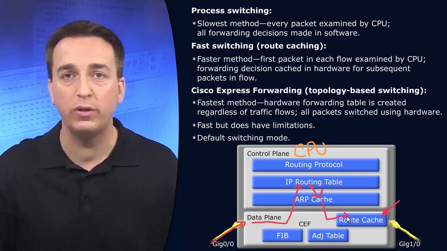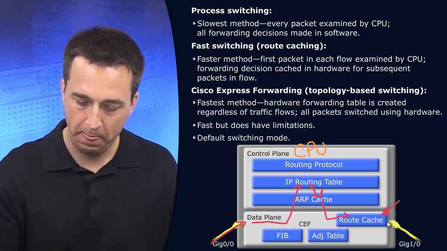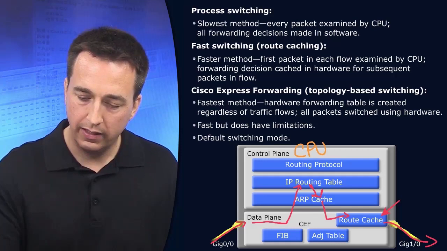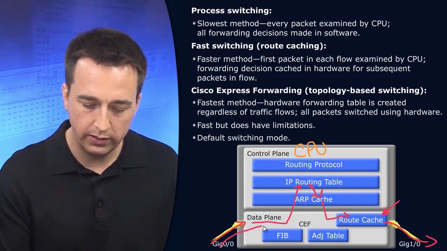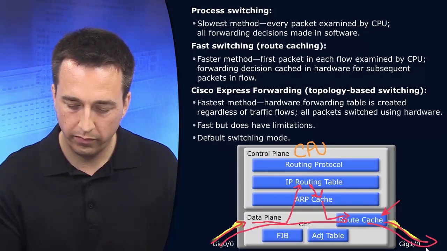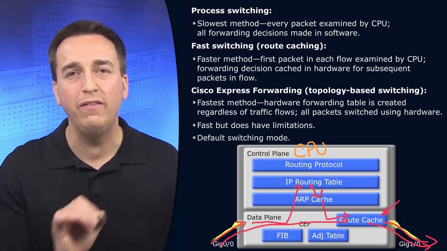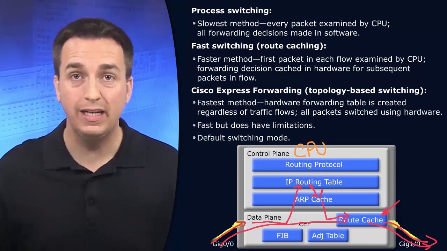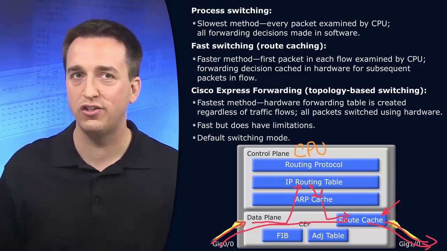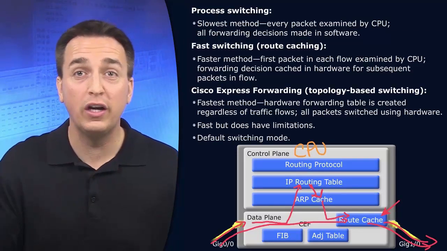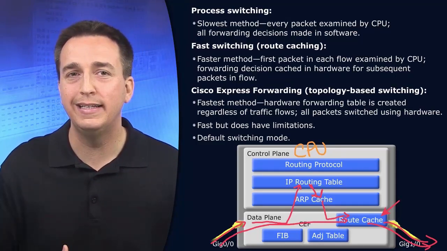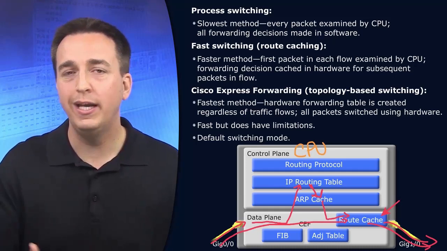So now that there's an entry in the route cache, the rest of the packets in the flow simply do this. The very first packet is process switched, and every other packet after that is fast switched, or the lookup is done in that route cache as opposed to having to examine the IP routing table in the control plane.